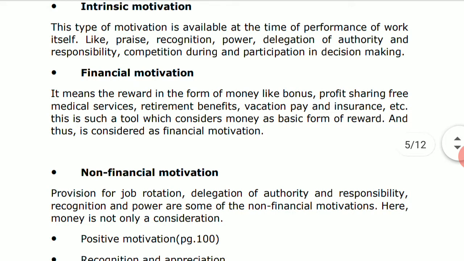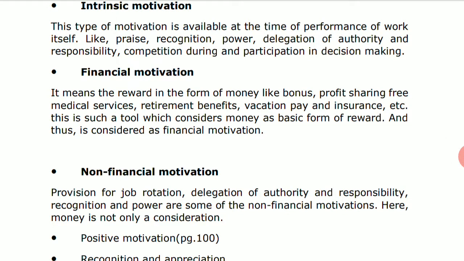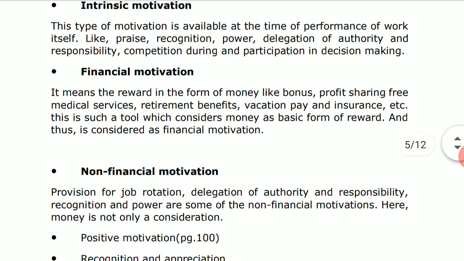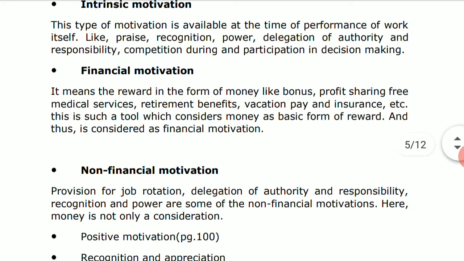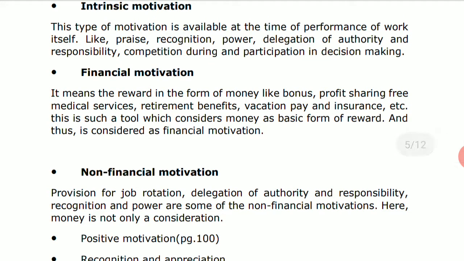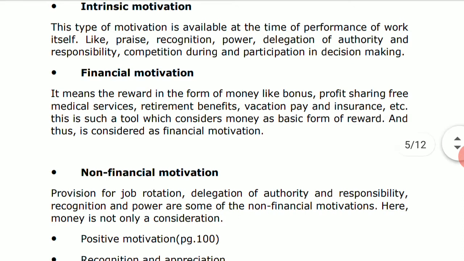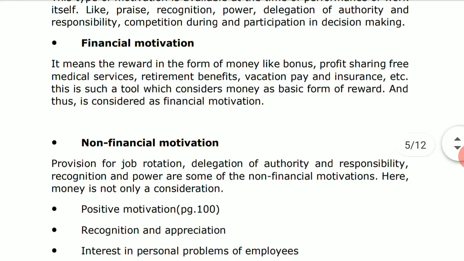જેમ કે પ્રેઇઝ છે, કોઈને વખાણ કરવા છે, કોઈને એક ઓળખ આપવી છે, રેકગ્નિશન આપવું છે, પાવર, ડેલિગેશન ઓફ ઓથોરિટી, રાઈટ, જવાબદારી સોંપવી છે, કોમ્પિટિશન આપવું છે અથવા તો કોમ્પિટિશનમાં ઉતારવું છે, ડિસિઝન મેકિંગ, નિર્ણયો લેતી વખતે પાર્ટિસિપેટ કરાવડાવવું છે. તો આ બધા એવા મોટિવેશન છે જે એક એમ્પ્લોયીને આપી શકાય છે ડ્યુરિંગ ધ વર્ક period, right? That means while the work is being performed or during the performance of the work. This type of motivation is considered to be intrinsic motivation, right?